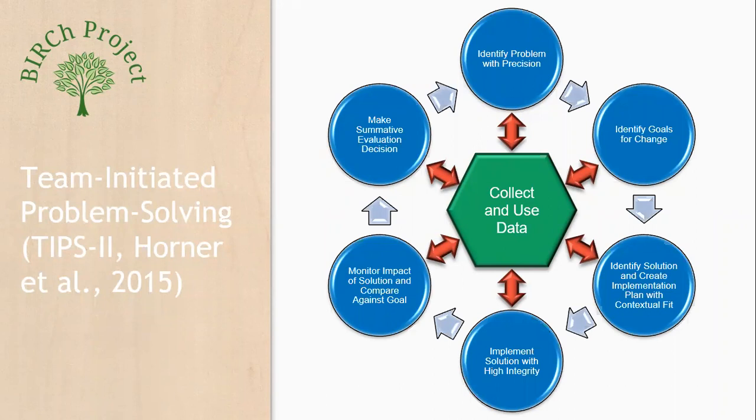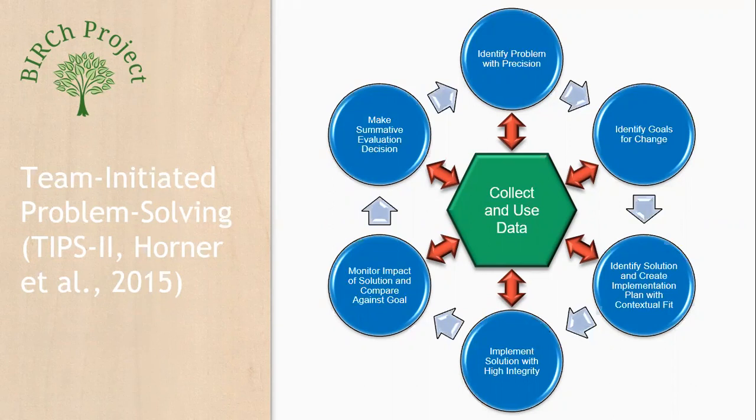This is a graphic of the team-initiated problem-solving model, or TIPS 2, by Horner and colleagues. In the references section in the final slide of this module, I have provided you with a link to more information about the TIPS model, but you can see a couple key characteristics of this model. One is that it incorporates aspects of the problem-solving model, such as identifying the problem with precision, identifying goals, implementing interventions with integrity, monitoring the impact, monitoring student progress, and then making a summative evaluative decision.